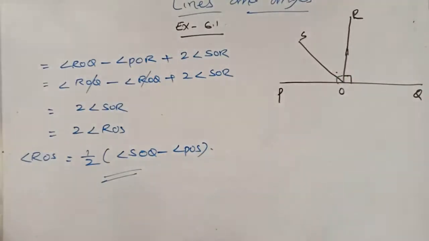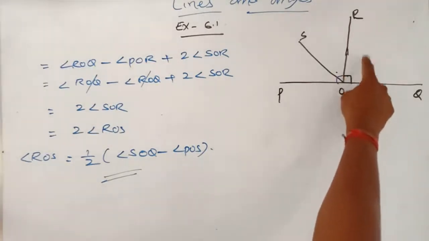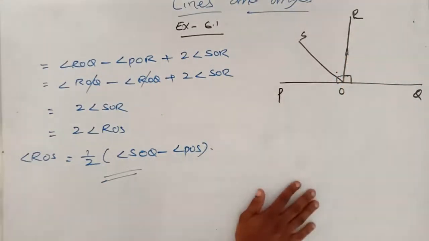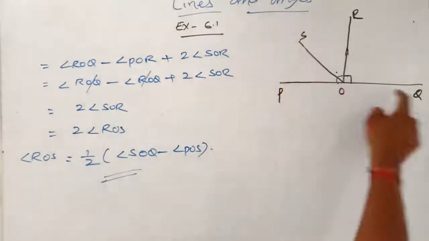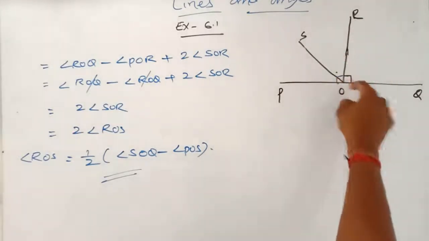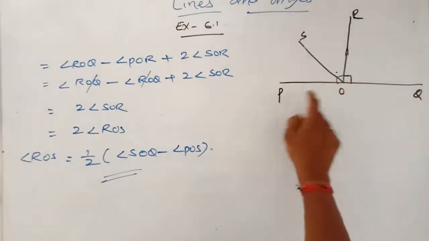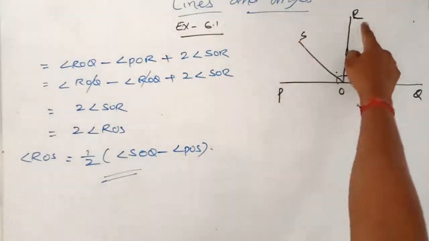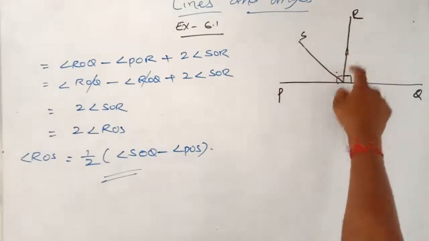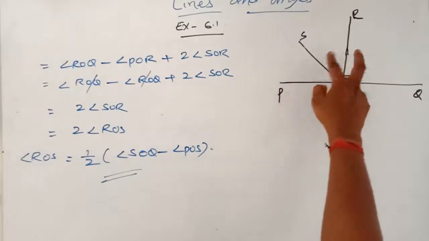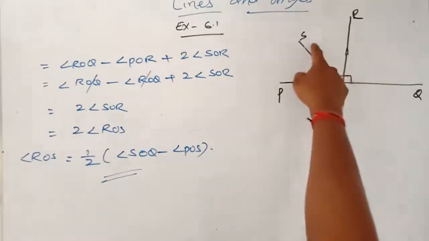Now first, the condition is given: angle POR is equal to angle ROQ by this statement, that OR is perpendicular to PQ. Now OS is a ray. Now SOQ is equal to this total angle, that is angle SOR plus angle ROQ. Next, angle POS is equal to angle POR minus angle SOR. From this total angle I am going to subtract this angle, then this is the answer I am going to get. Now that is the second equation, and this is the third equation.